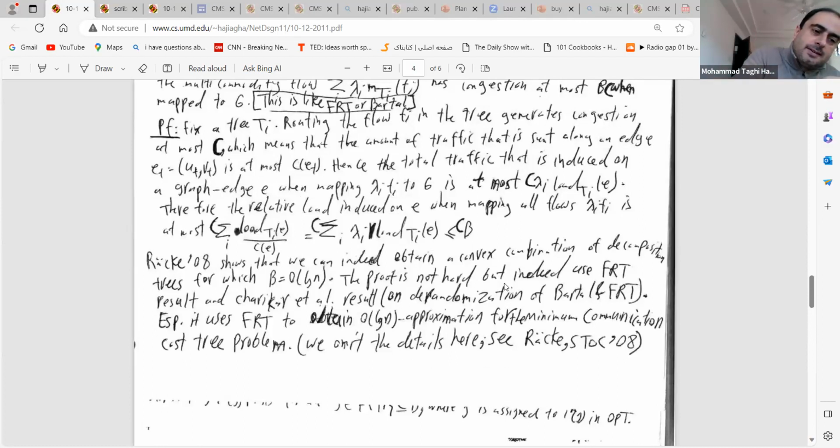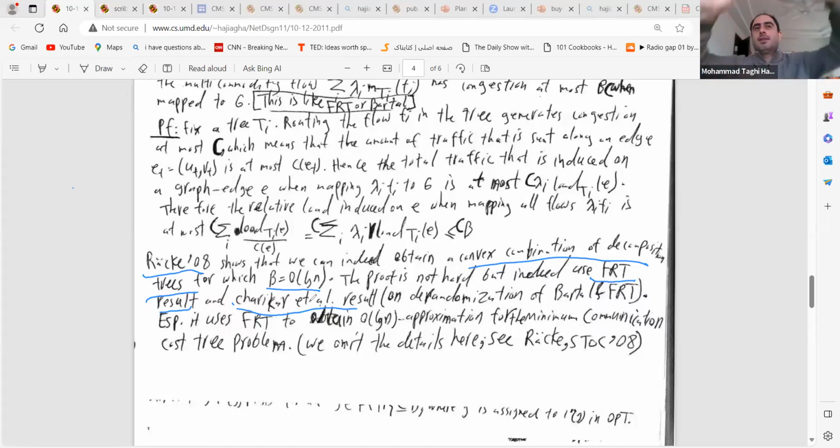Typical result that Rake had. Original stock 2008 result that Rake had. So he could obtain a convex combination of these decomposition trees with β log n. He was using the FRT result and a result by Charikar et al. This was Charikar, as I mentioned. So FRT can be de-randomized.